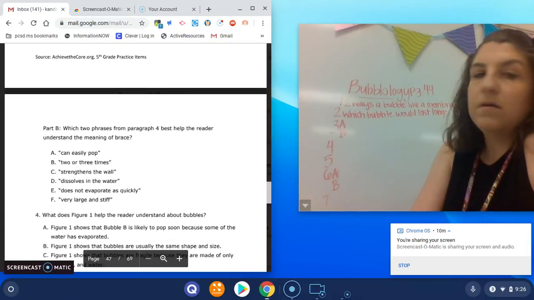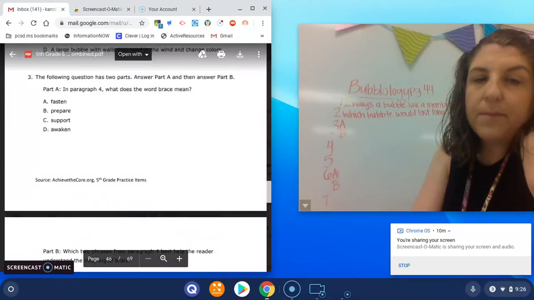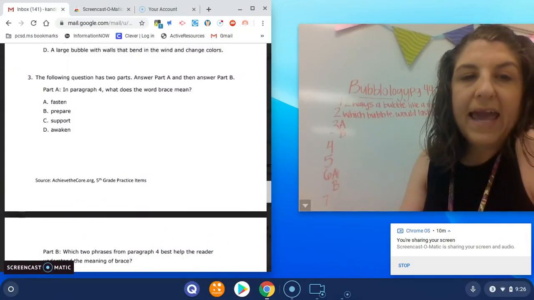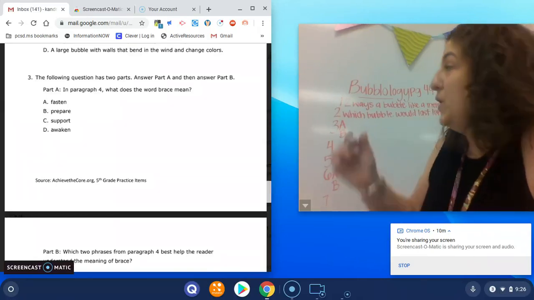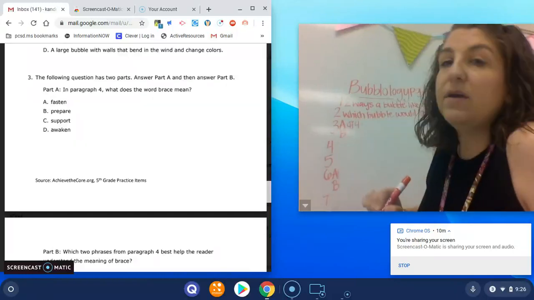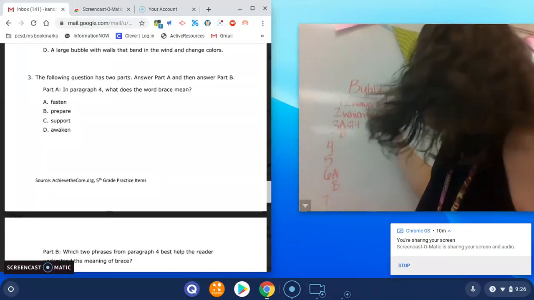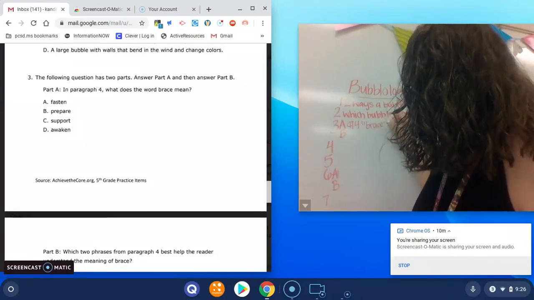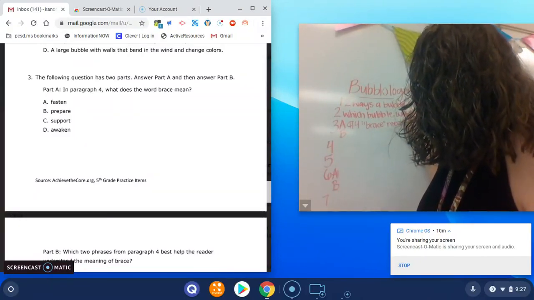Okay, number 3 is a Part A, Part B question, which I've already labeled up here. Part A, in paragraph 4, what does the word brace mean? It tells us where to look, so we're going to write paragraph 4. We also know we're looking for a word meaning. The word we're looking for is brace, and the meaning.